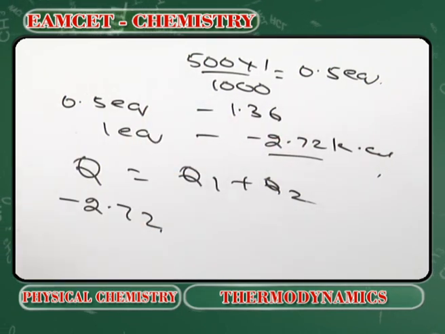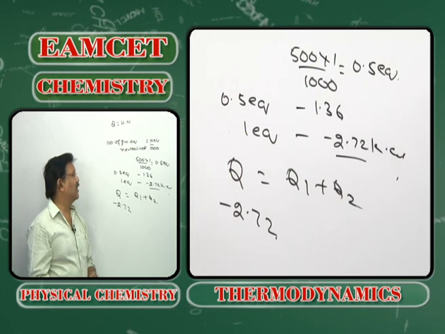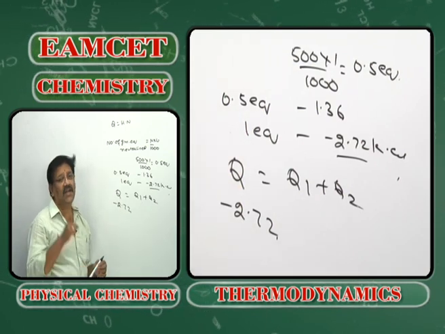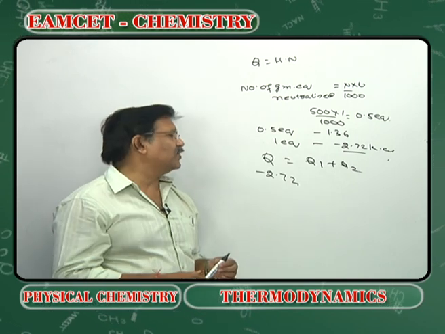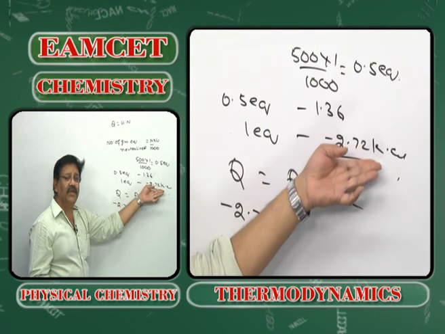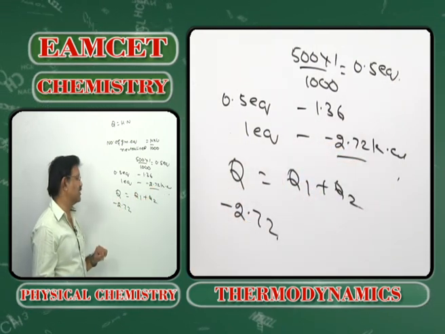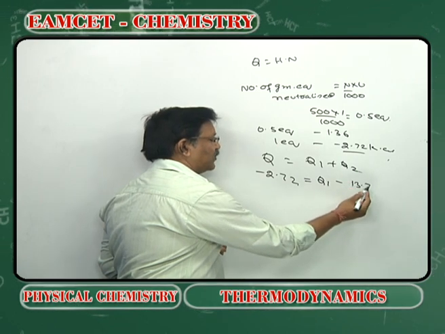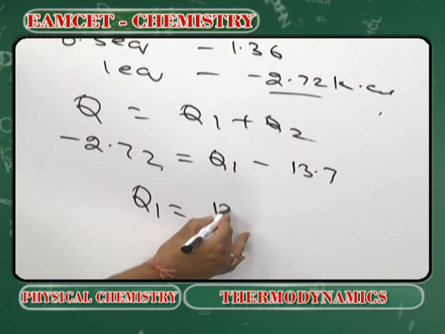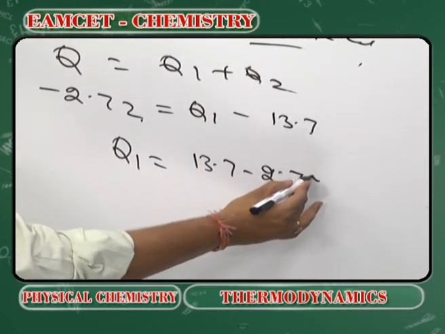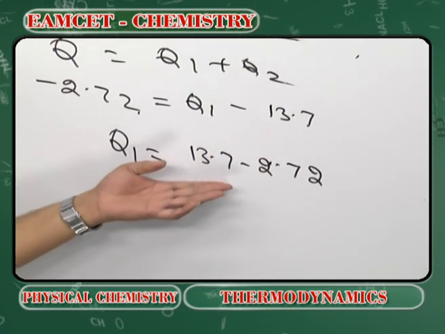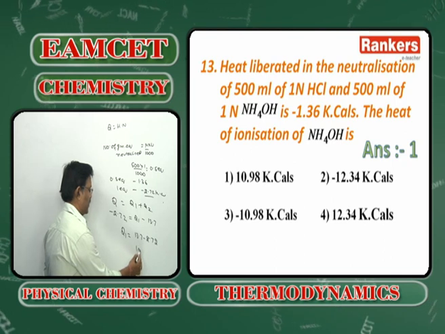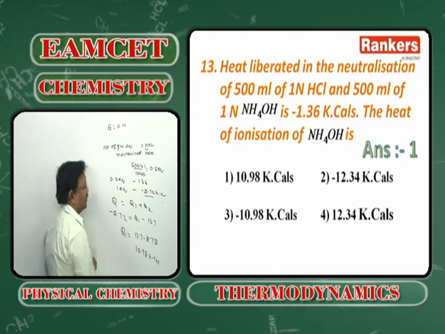Why can we not take minus 1.36? 1.36 kilocalories of heat is liberated due to the neutralization of 0.5 equivalents. But what is the definition of the heat of neutralization? Amount of heat evolved for the neutralization of 1 equivalent. So during the neutralization of 1 equivalent, we get 2.72. That should be substituted in this expression, and we don't know the Q1 value. Q2 value is always constant, that is minus 13.7. So Q1 will be equal to 13.7 minus 2.72, approximately 10.98 kilocalories. So option 1 is the answer.